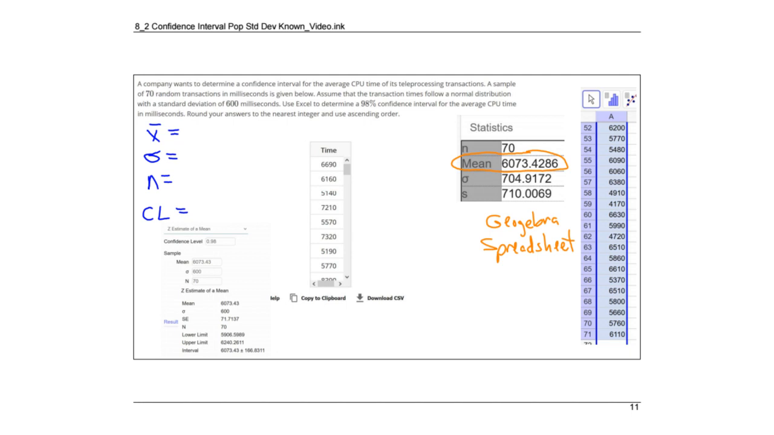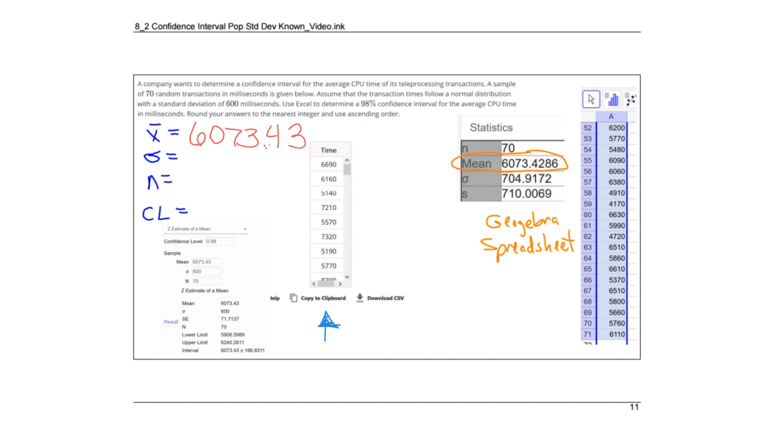There's 70 of these. So we're going to copy to clipboard. Once you click that, then you can go into GeoGebra Spreadsheet and paste your data. Highlight all the data, all 70 pieces of data, and find your sample mean. And so we're going to take the sample mean from that we found, because the problem doesn't give it to us.